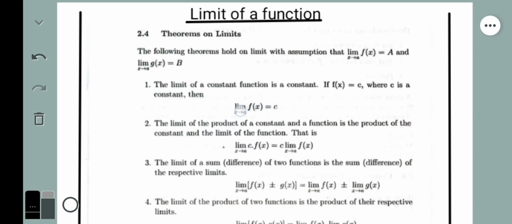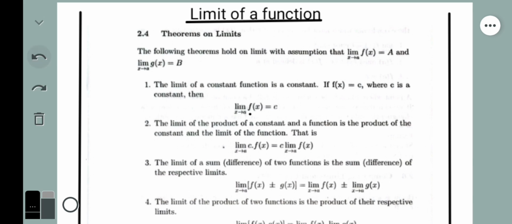That is, the limit as x tends to a of f of x is equal to a constant, maybe 2, maybe 3, maybe 4, maybe any digit, any constant. The limit will still give us a constant.